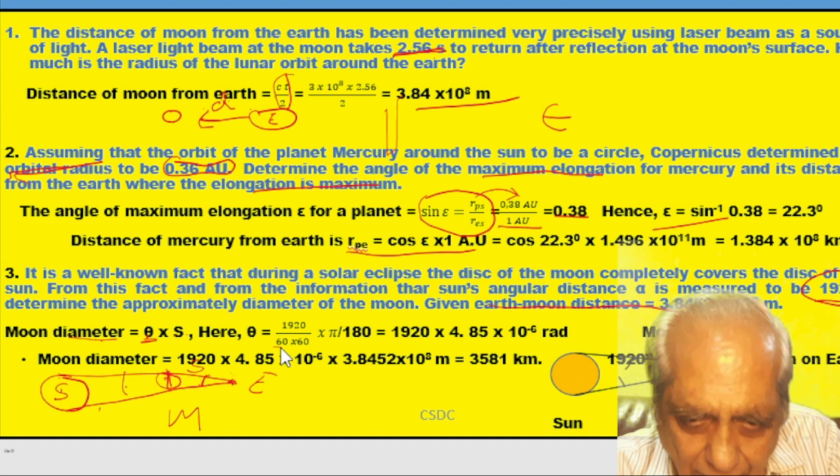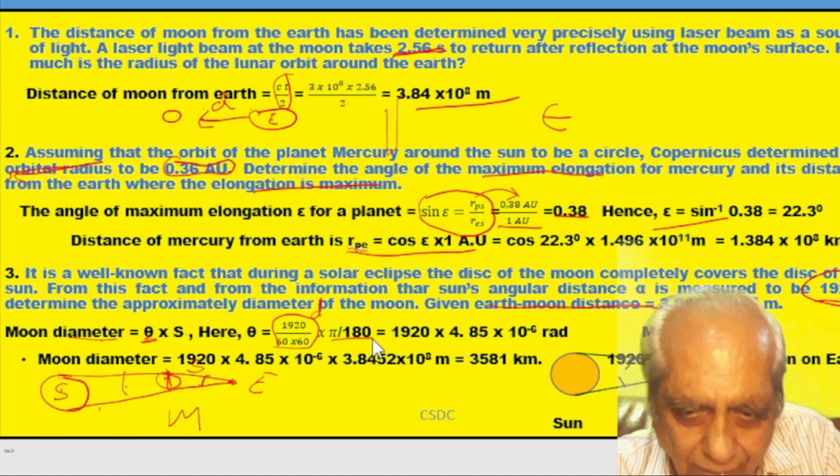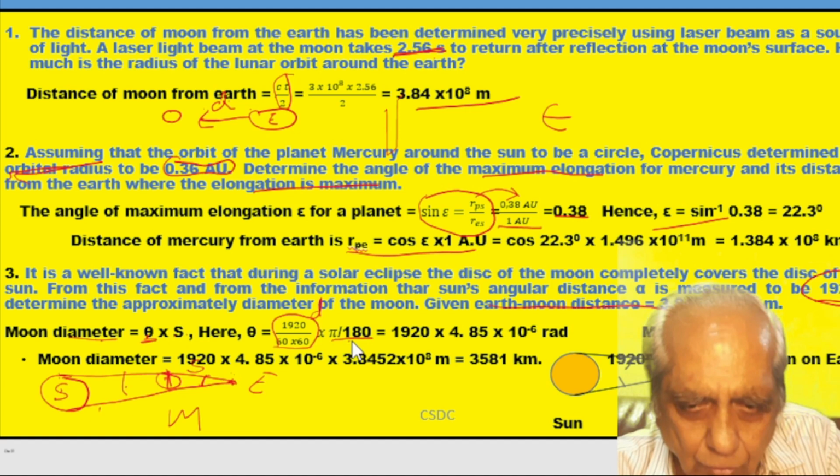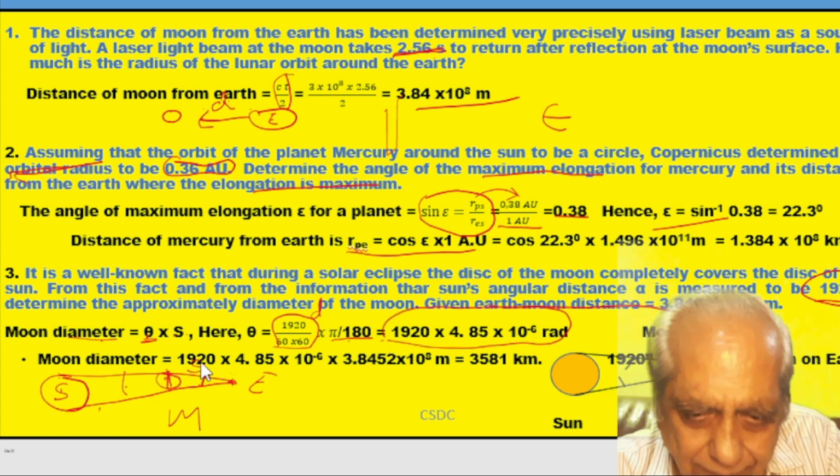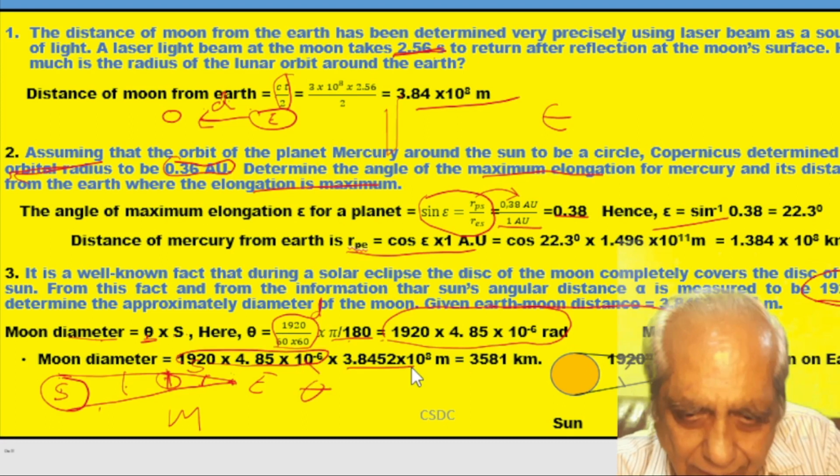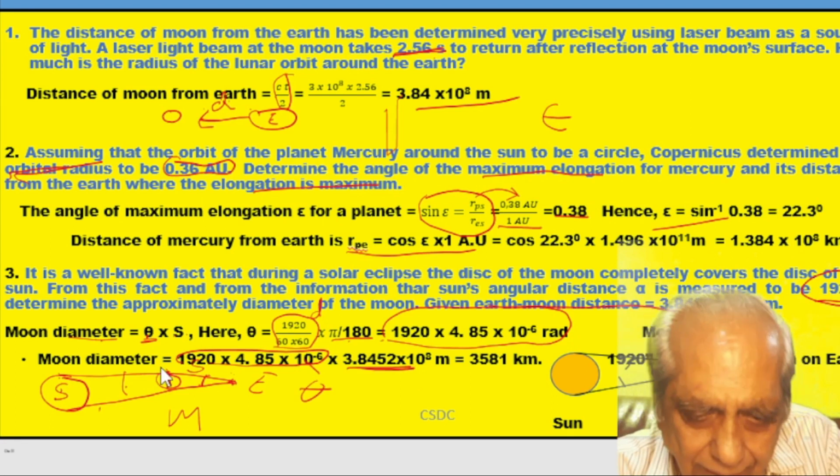So now this is in degree. So degree multiplied by pi by 180 will give me radian. So 1920 I have calculated, so you get this answer. So this is the value of theta. So moon diameter is this number, theta, multiplied by the distance of the moon from the earth, this is S. So this is S, this is theta. So I will get basis, that is moon diameter.